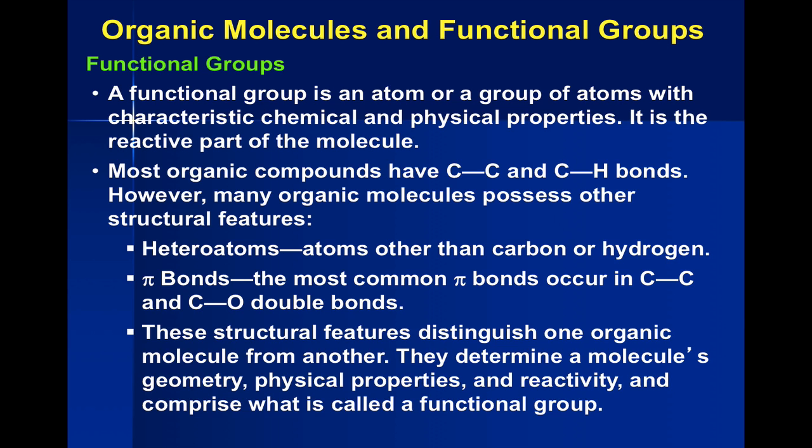All organic molecules, right, will have carbon-carbon and carbon-hydrogen single bonds, and so we largely don't consider that to be a functional group, okay? But on these backbones of carbons and hydrogens, we can actually place heteroatoms. So if you find a heteroatom, that is something that's not carbon or hydrogen, chances are it belongs to a functional group. Pi bonds are good locations for functional groups. And these functional groups let us know how the molecule is going to react.